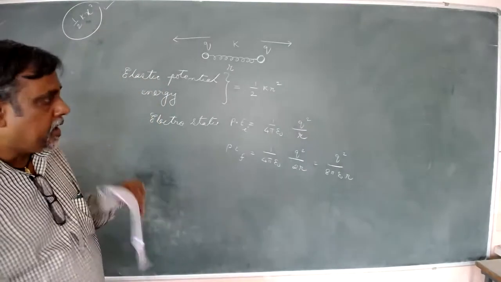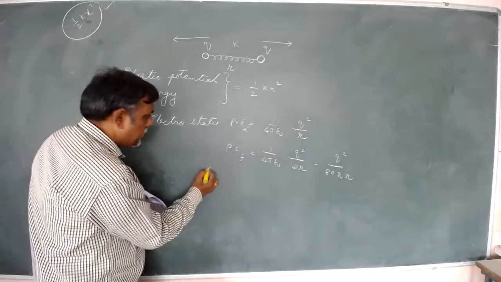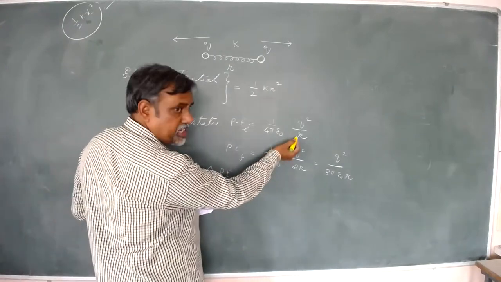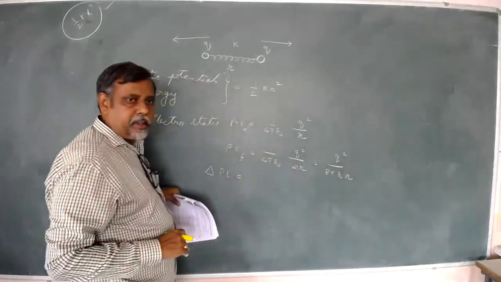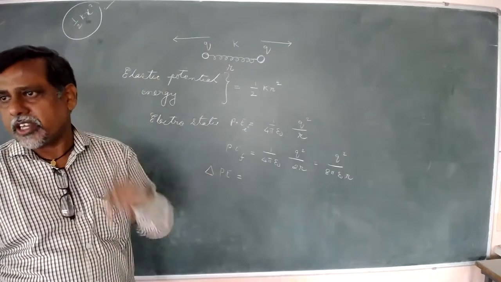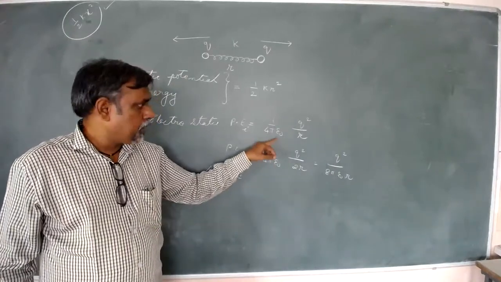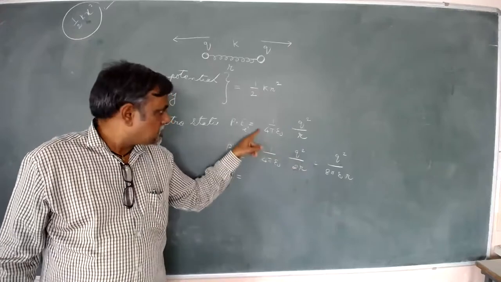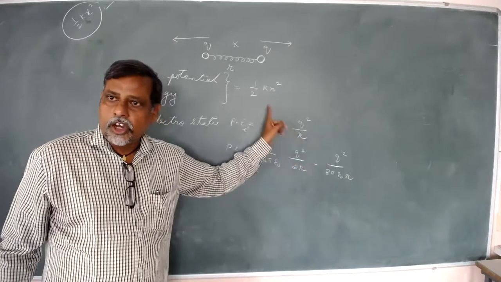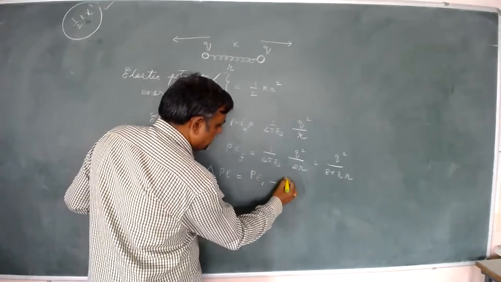Now, the change in the electrostatic potential energy. Usually we write final minus initial, but here we write initial minus final. Why? Because 4 pi epsilon naught gives the larger value and 8 pi epsilon naught gives the smaller one, so we take larger minus smaller. So, initial PE minus final PE.